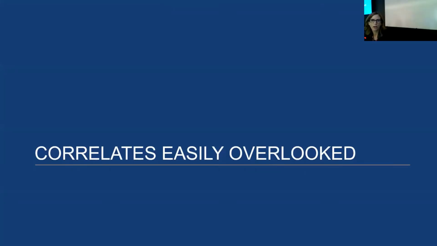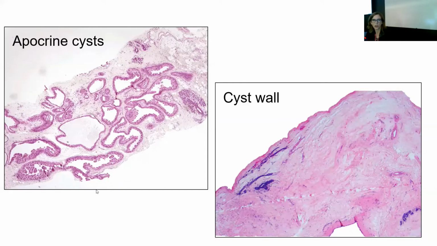So just a brief word on correlates that are easily overlooked. Apocrine cysts, these are very common, and so you might not give much intellectual credence to the identification of apocrine cysts. But when they're clustered like this, they might be the explanation for an ultrasound detected or even a mammographically detected mass-forming lesion. So just think about whether that could be the correlate.